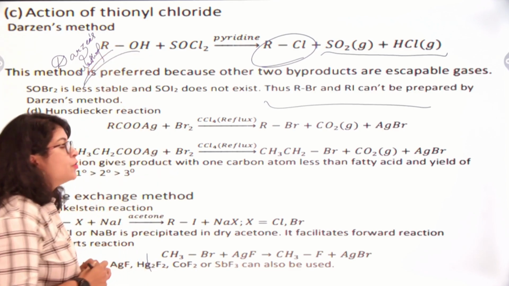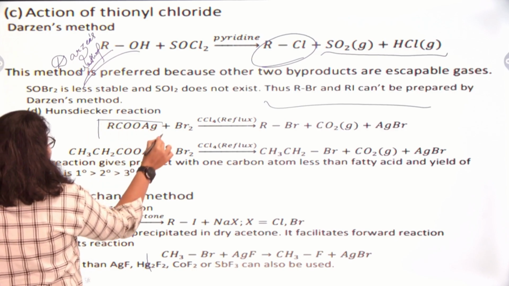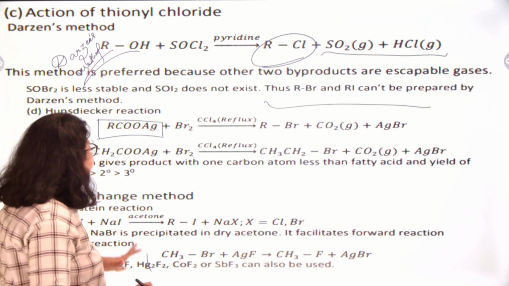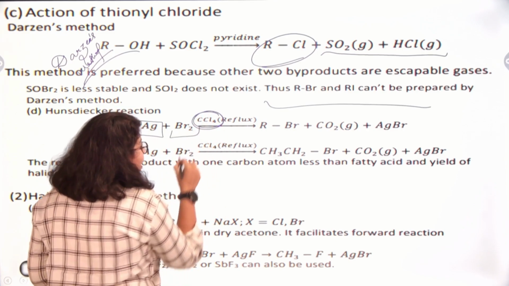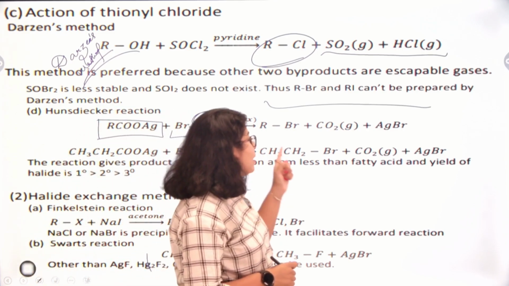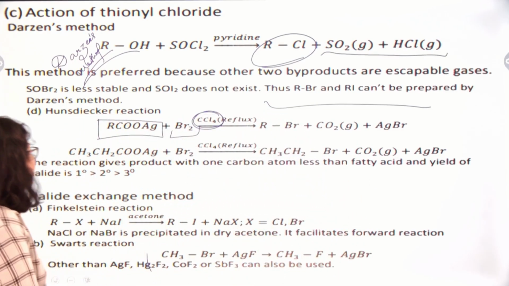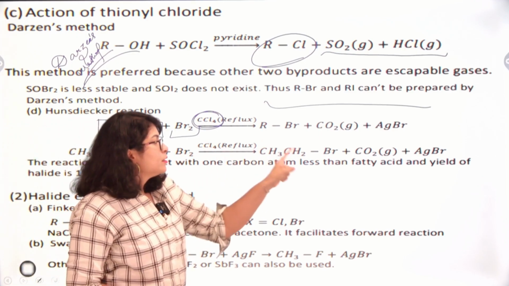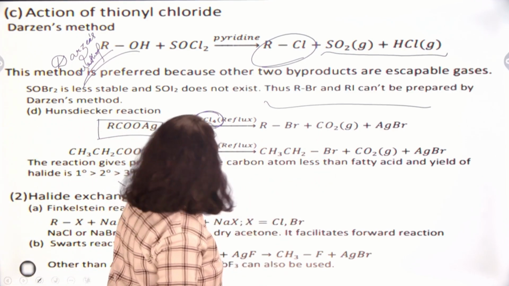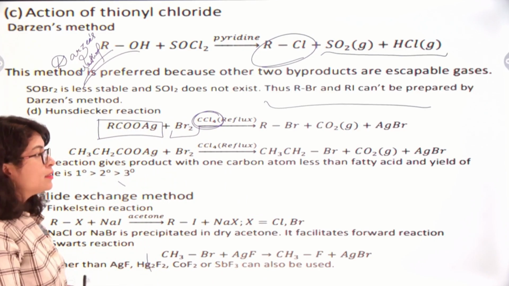Okay, and the next reaction is the Hunsdiecker reaction. What happens here? The silver salt of carboxylic acid, RCOOAg, basically reacts with carbon tetrachloride under reflux and Br2 to give you RBr plus CO2 plus HBr. This is a direct reaction you have to remember. So CH3CH2COOAg plus Br2 gives rise to CH3CH2Br plus CO2 plus HBr. The reaction gives a product with one carbon atom less than the fatty acid.